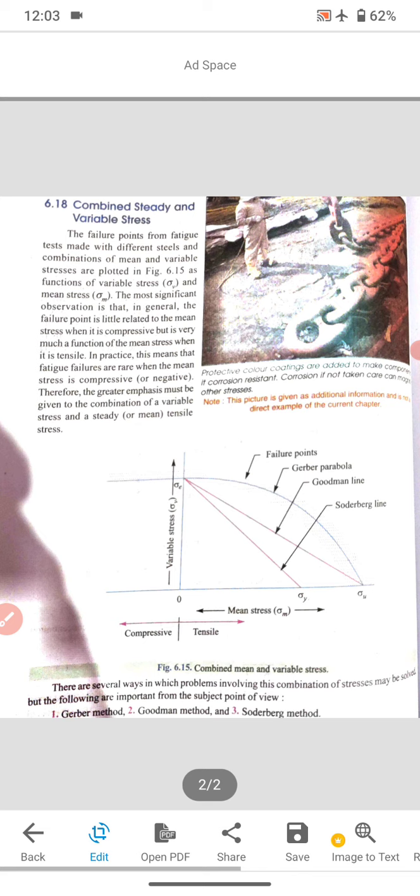There are several ways in which problems involving a combination of stresses may be solved, but the following are the important ones from the subject's point of view: the Gerber method, the Goodman line and the Soderberg line. You may see a modified Goodman formula also. It's nothing but we are going to consider some constant values, Ka, Kb, Kc, Kd, or we can say some factors.